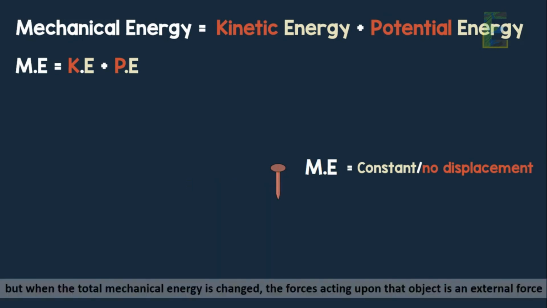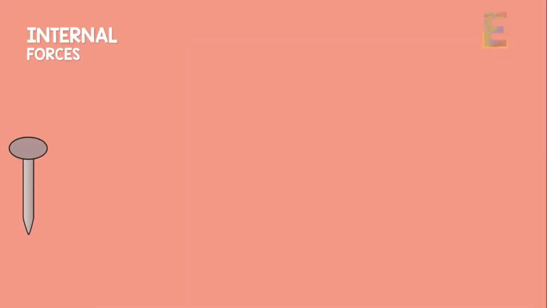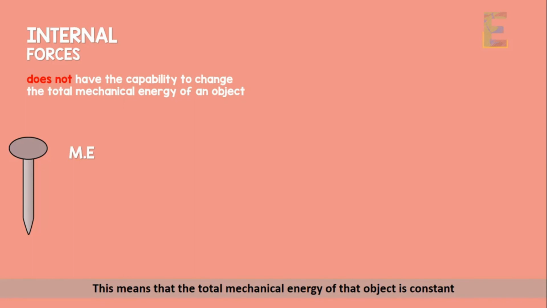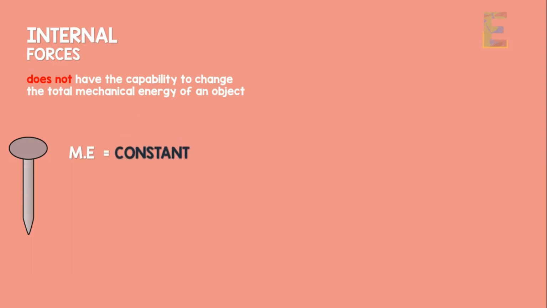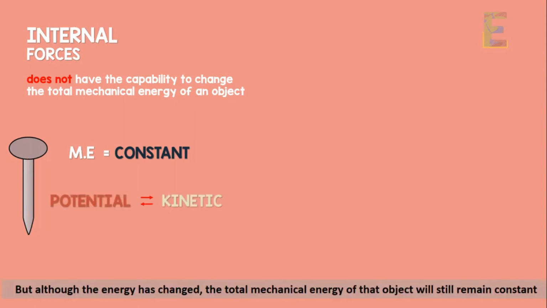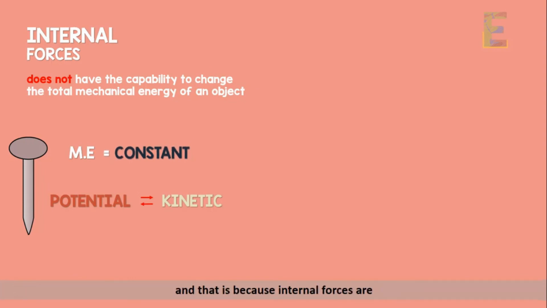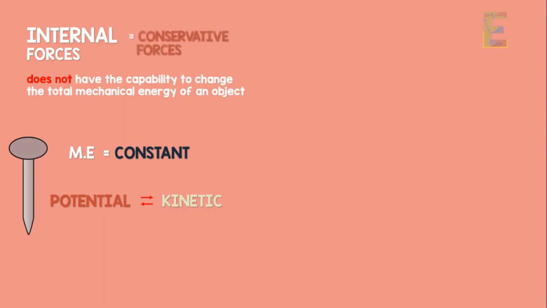If a wheel has constant mechanical energy and has displacement when an external force is applied, the internal forces do not change the total mechanical energy of the object. So we can say mechanical energy is constant. Only the potential energy tends to convert into kinetic energy, and kinetic energy turns into potential energy. Although the energy has changed form, the total mechanical energy of the object will still remain constant, and that is because of the internal forces.